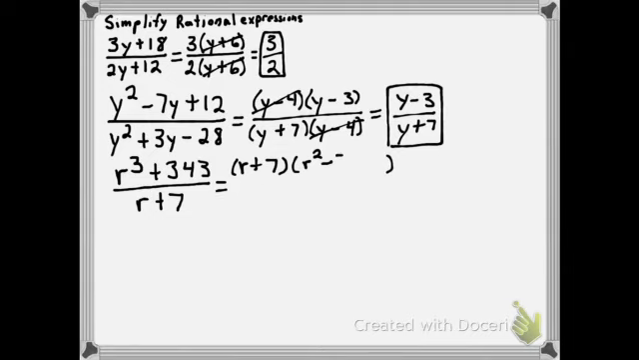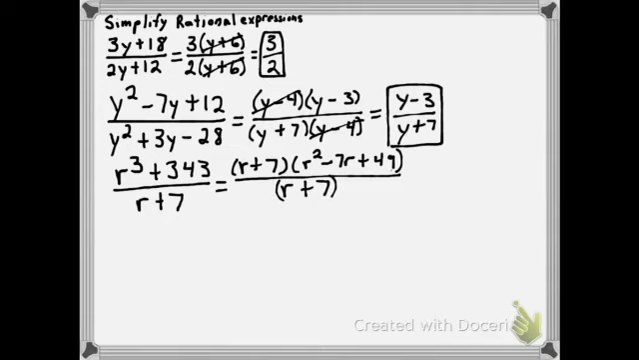Now, that's the factored form of the top. On the bottom, the r plus 7 does not factor. So there's not a greatest common factor. It's not a difference of squares. It's not a difference of cubes or even a sum of cubes. So the r plus 7 we're just going to bring over. But remember, it's a factor itself. So if you need to put parentheses around that, you can.